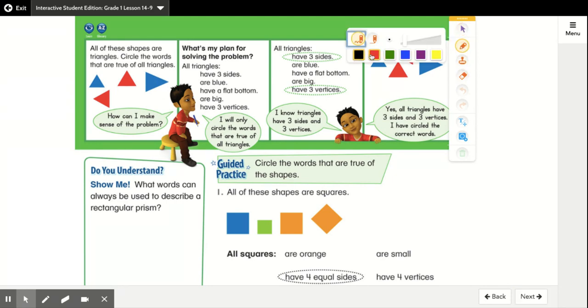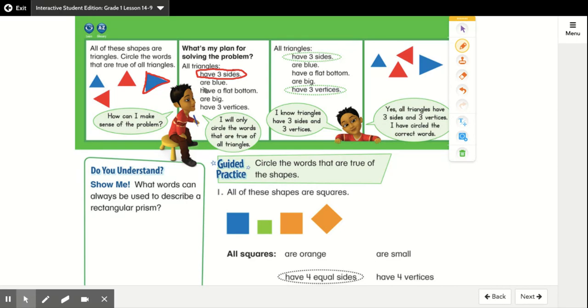All right, let me take my pen. All of these shapes are triangles. Circle the words that are true of all triangles. Okay, so I need you to help me out here. Do all triangles have three sides? Do they always have three sides? Let's see. 1, 2, 3. Yes, all triangles always have three sides. So this is a true fact about triangles.